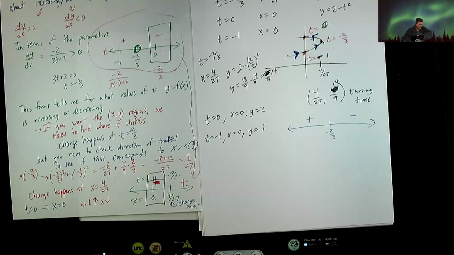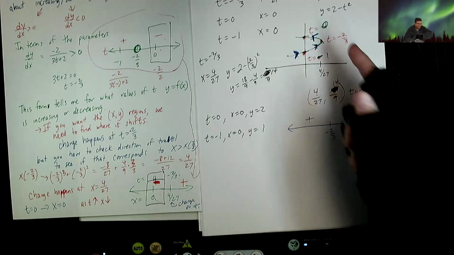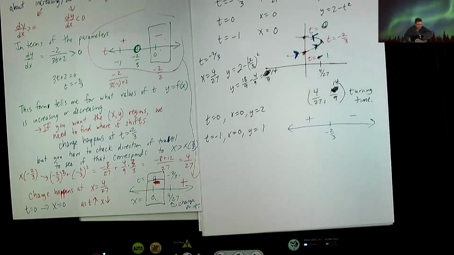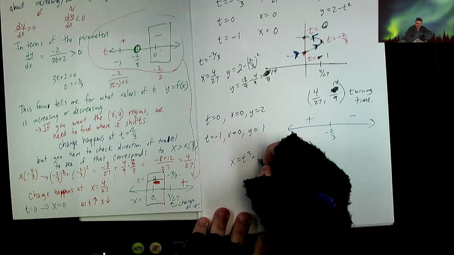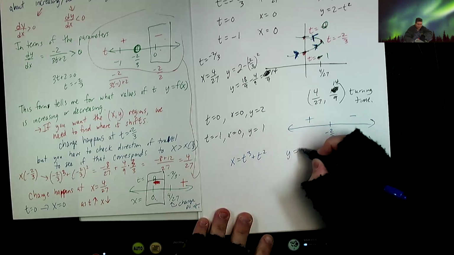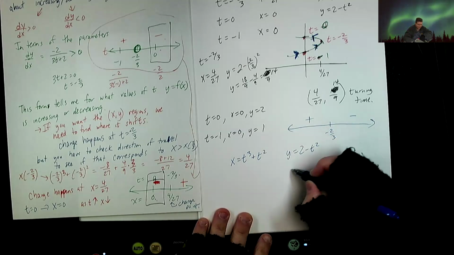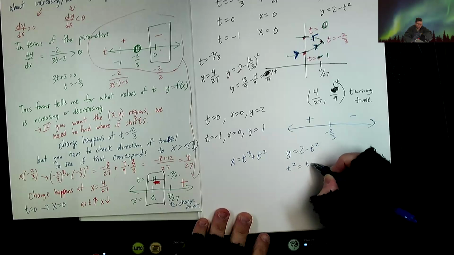So it does tell us where the change is happening. It's not all that helpful in terms of the graph, but apparently this is a sideways parabola. Maybe not even a parabola, there's something else going on. We could figure it out if I were to do this one, and I'm not going to, for time reasons. I would say t squared equals 2 minus y.